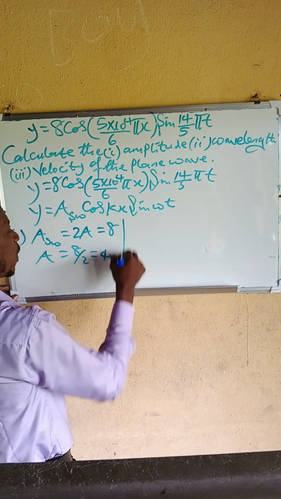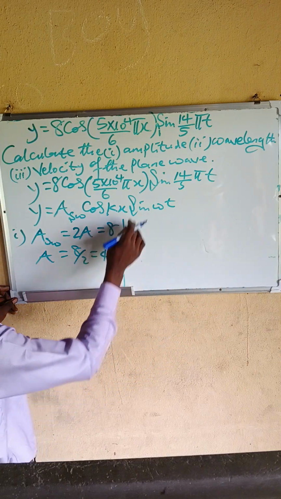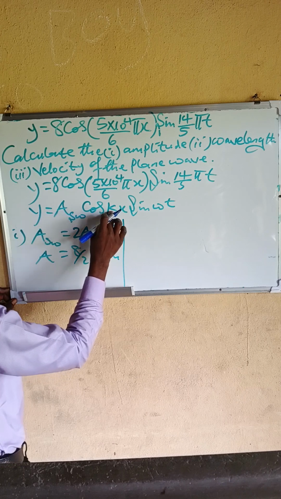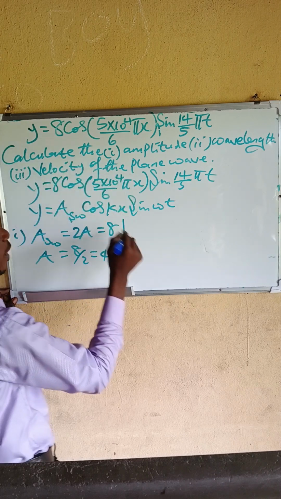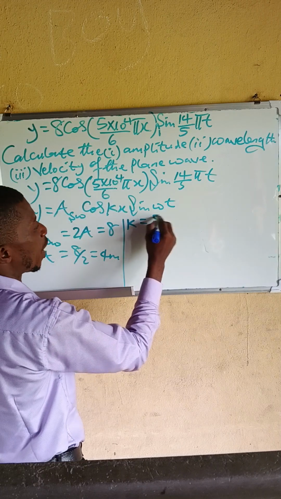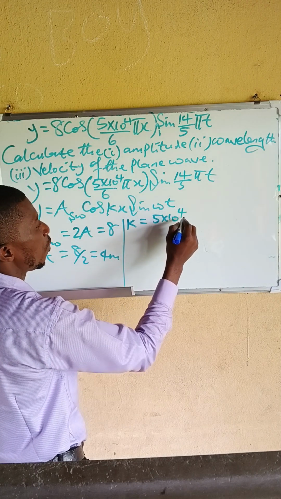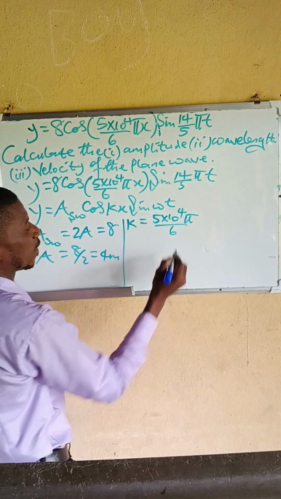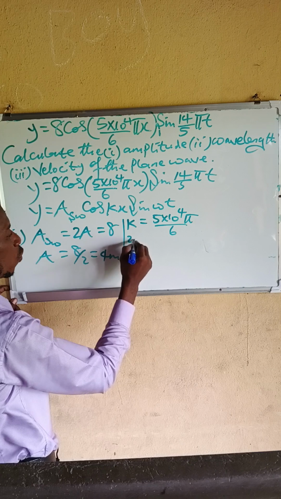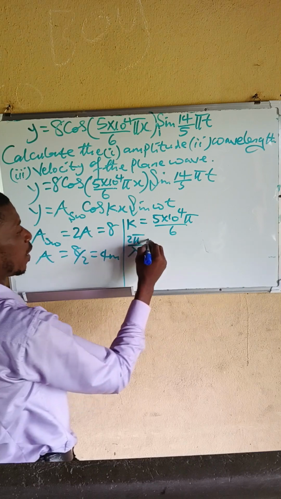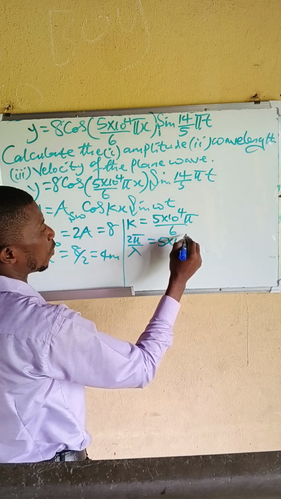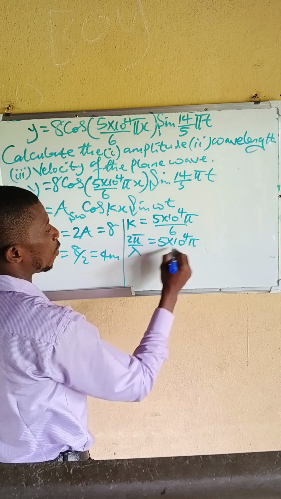Now, the next question said we should find the wavelength. So what to do is you're going to compare this one to this term here. This wave number is given as 5 × 10^4 π over 6. Okay, and the wave number is given as what? 2π over wavelength equal to 5 × 10^4 π over 6.